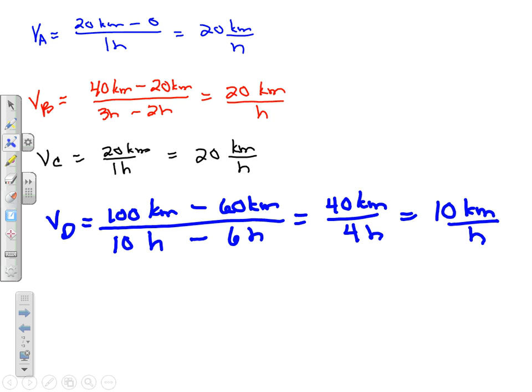So the question was, what is the highest speed the boat reaches? And it is 20 kilometers per hour. And there you go.